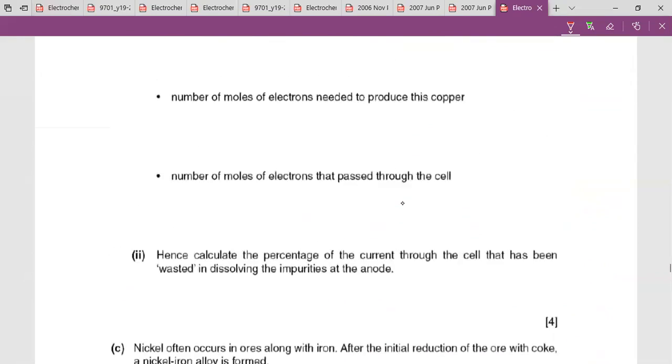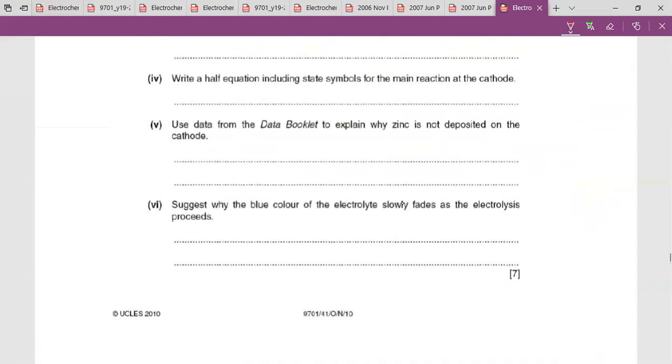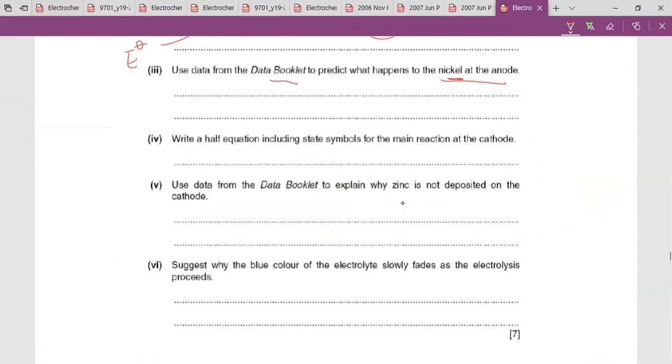Think about it. You have to think clearly. It's English terms, that's why. Next one here. Write the half equation with state symbols for the main cathode. Of course, the cathode is negative, so it's Cu2+ + 2e- giving you what? One arrow. Okay.